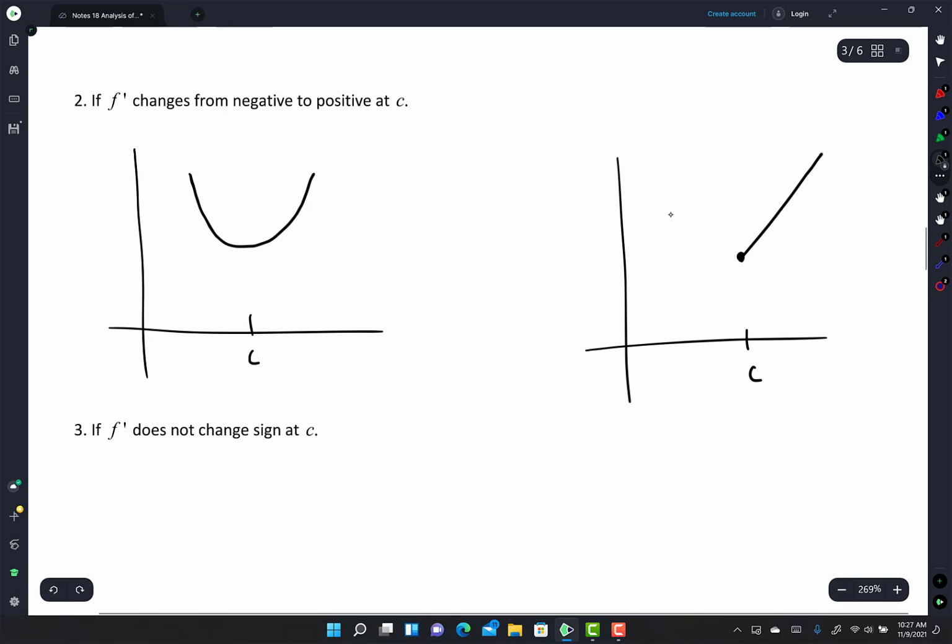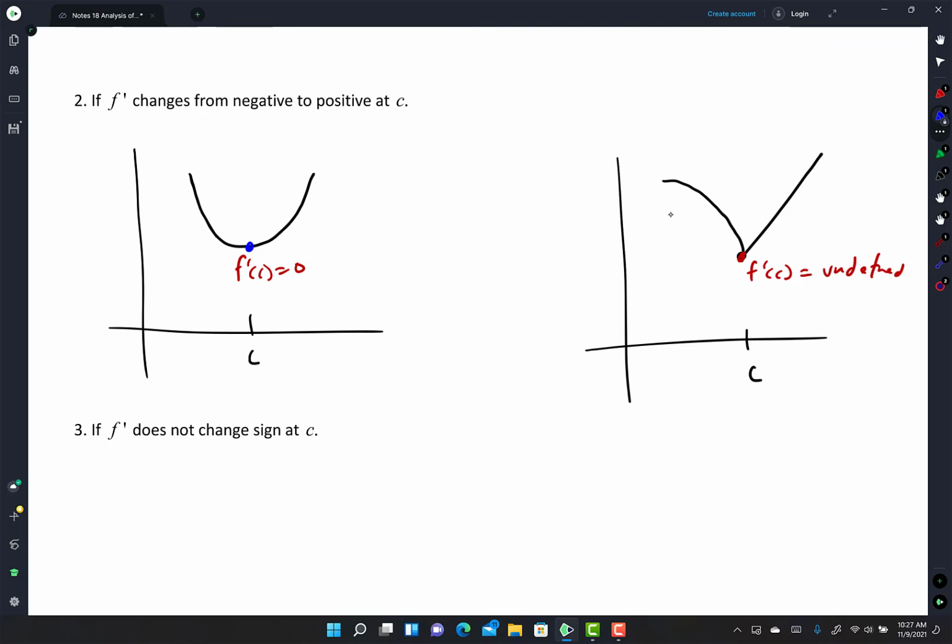You know what? I like it better if it's concave down, because we haven't done that. There we go. So notice f prime of c equals 0 on that one. And on that one, f prime of c is undefined. On one, the derivative is undefined. It's still a critical point. And on the other one, the derivative is 0. Because on one, I have a corner. And on the other one, I have a horizontal tangent.